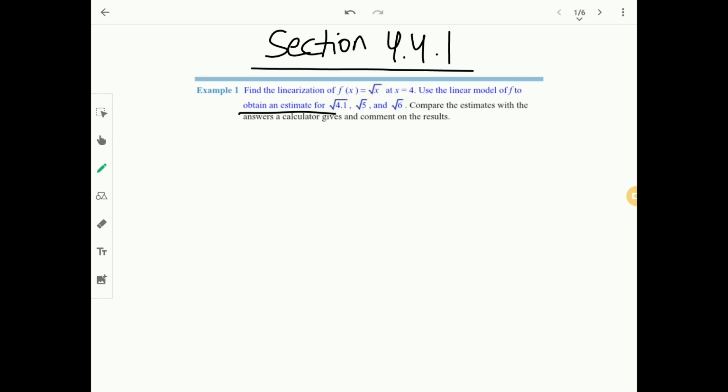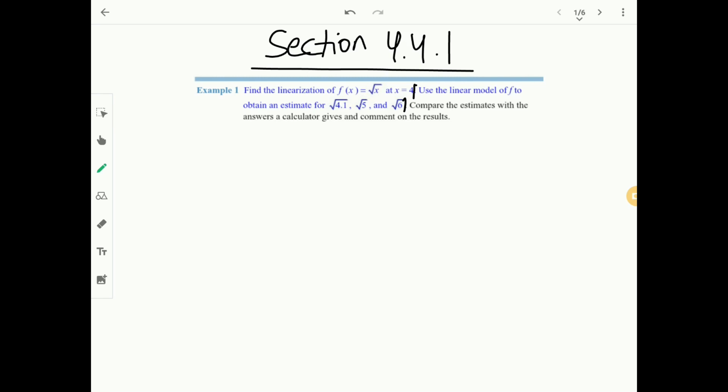Find the linearization of f of x equals square root of x at x equals 4. Use the linear model of f to obtain an estimate for these values. Compare the estimates with the answers the calculator gives and comment on the results. I'll give you guys a few seconds to solve, and let me just help you out. Split this question into 3 parts. Now when I've split it with these lines, it gives you certain steps to work towards. I'll give you guys a few seconds. Okay, let's check it together.